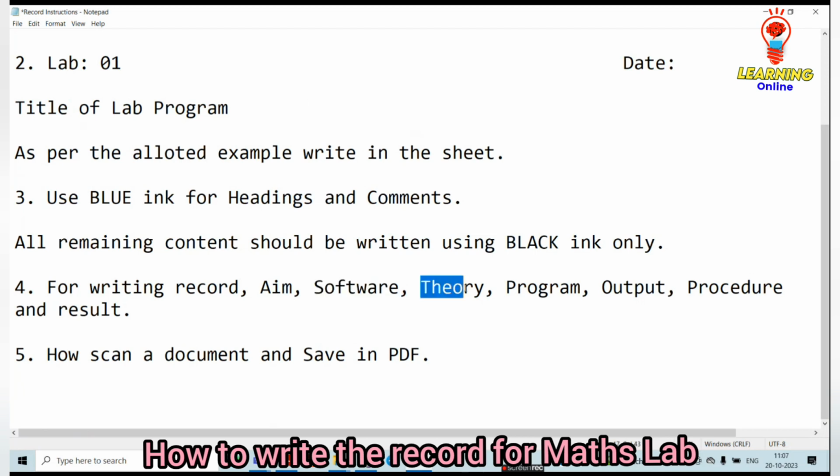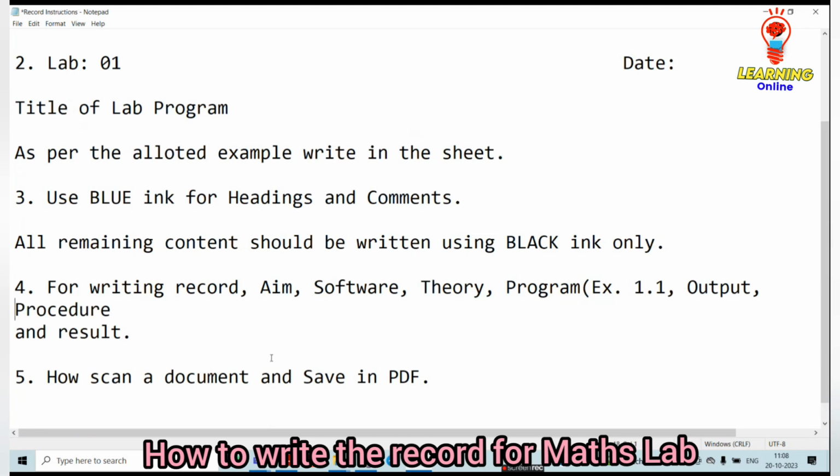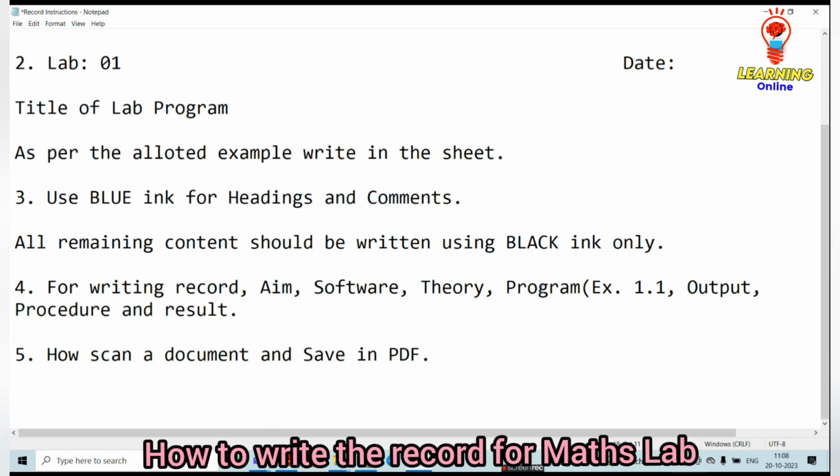Then you mandatorily have to write the theory related to that particular code. Then the allocated program given for the particular example, because each program has examples like 1.1, 1.2, 1.3 and so on. Whichever is allocated to you, that only you have to write. The remaining is not required to write.